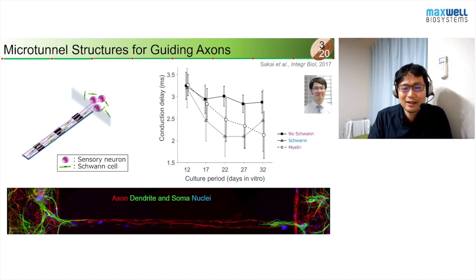So using this system, our alumni Dr. Sakai applied electrical stimulation to axon bundles and evaluated the changes in conduction velocity. The results showed that the presence of Schwann cells, which are myelin-forming glia, increased the conduction velocity of axons even before the myelin sheath is formed on axons. So this result is very interesting, but this method also left some problems.